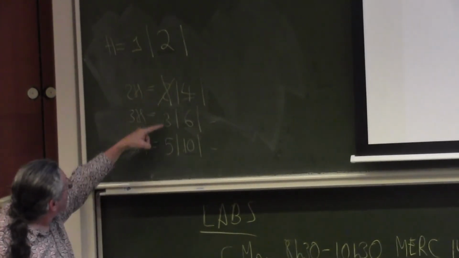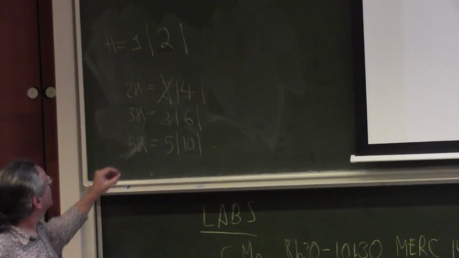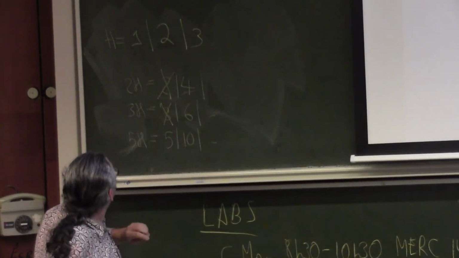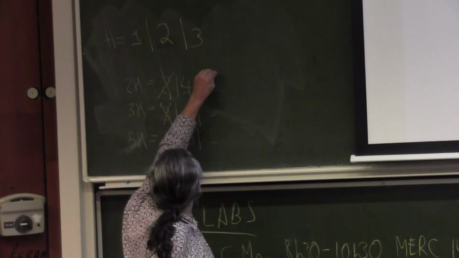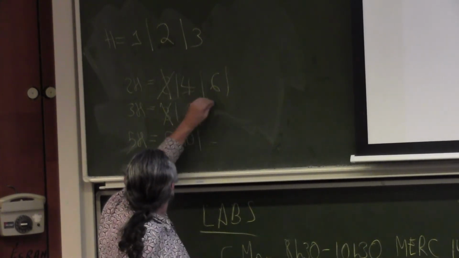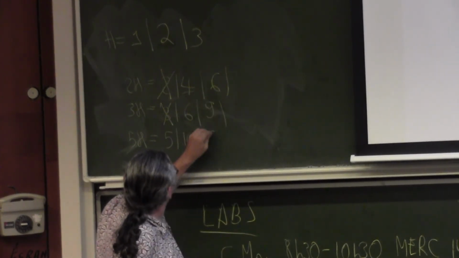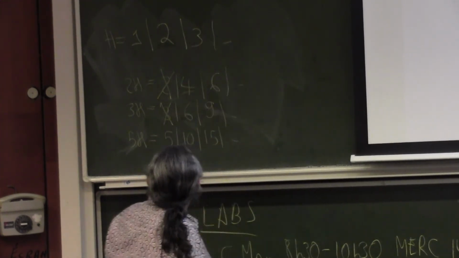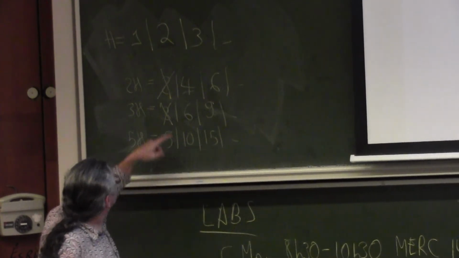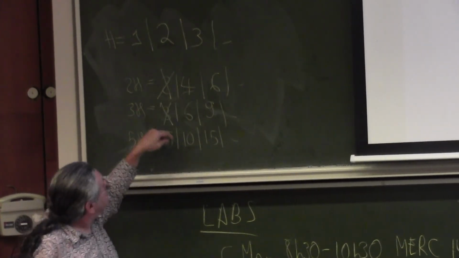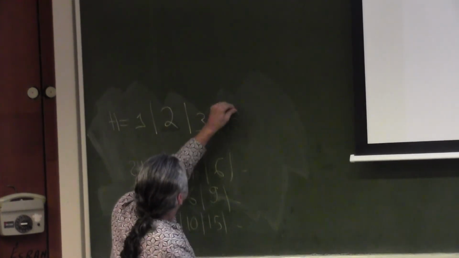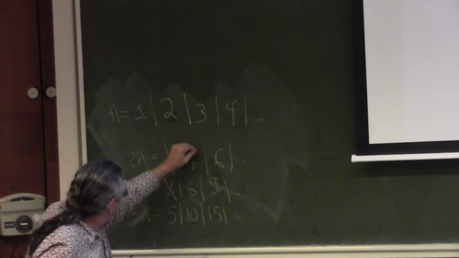Now we have 4, 3, 5 are the smallest, so the next one has to be 3. So we remove the 3 here, and now we have 2, 4, 6, 3, 6, 9, and 5, 10, 15. Okay? So the next one after that is the smallest of 4, 6, 5, so it has to be 4. Okay? And then we get rid of the 4.